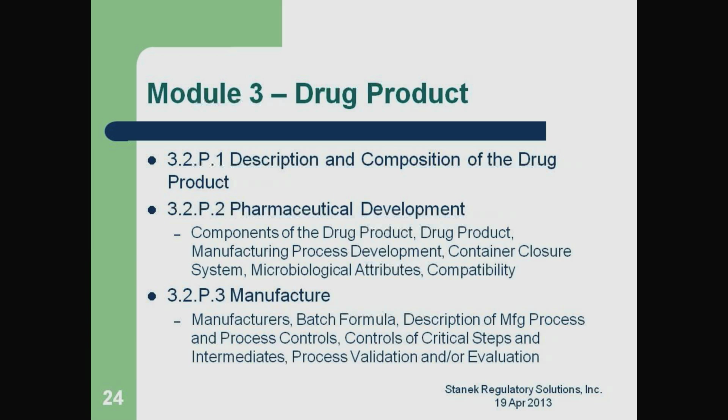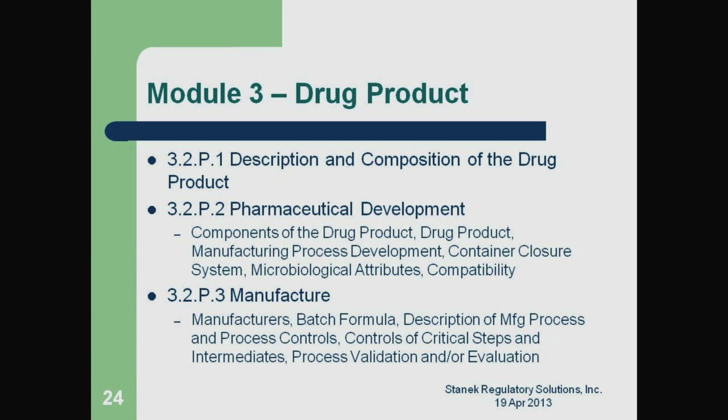It's broken into more pieces. Are excipients compatible with the API? What was our manufacturing process development? Why did we select this type of manufacturing process versus another? Container closure system, why are we in the type of container that we are in? What data do we have that shows that it's protecting our finished product? Microbiological attributes, if required, and then compatibility. This is usually for maybe a lyophilized product that you have to reconstitute. You have to show that it's compatible.